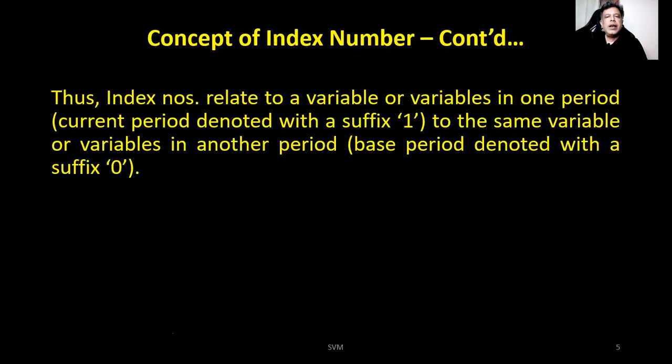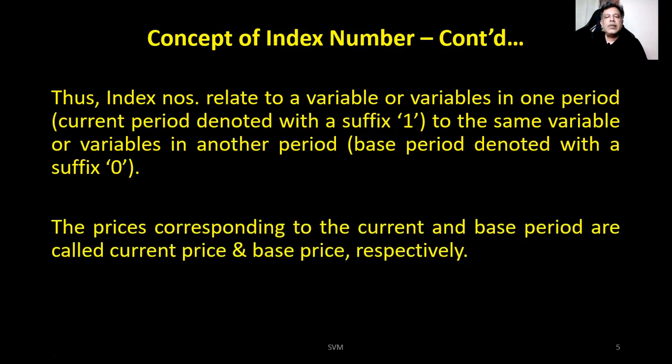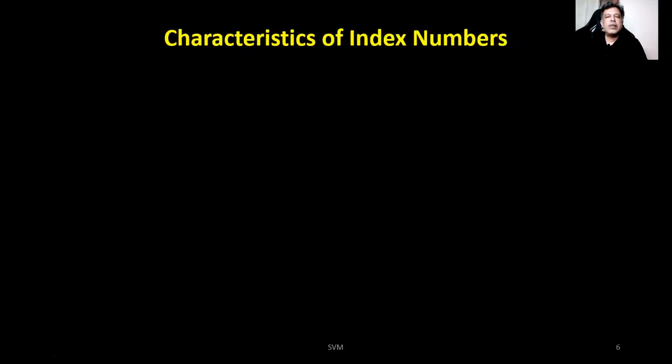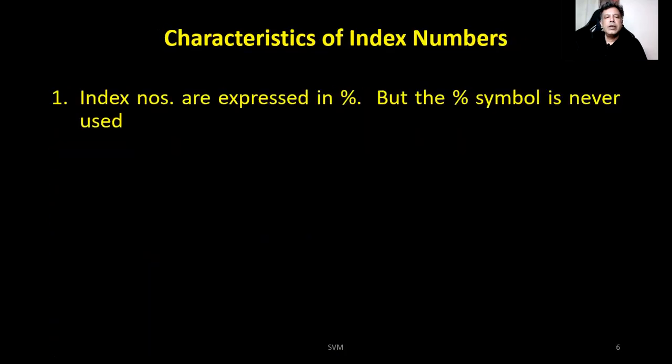So index numbers relate to a variable or variables in one period, which we call the current period and denote by a suffix 1, to the same variable or variables in another period, which we call the base period and denote with a suffix 0. The prices corresponding to the current and base period are called current prices and base prices respectively.